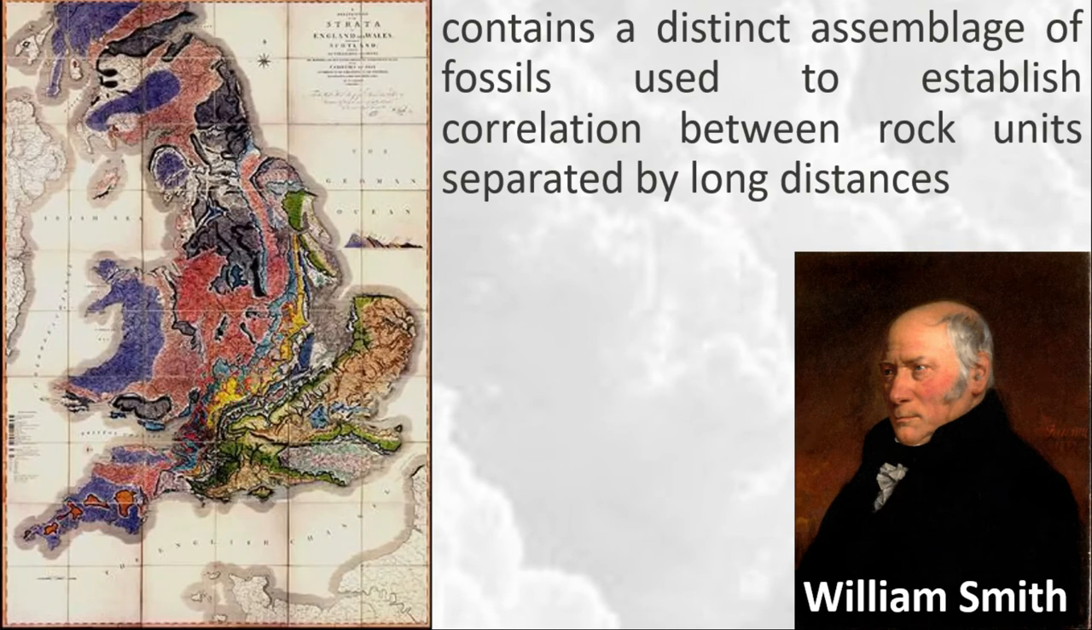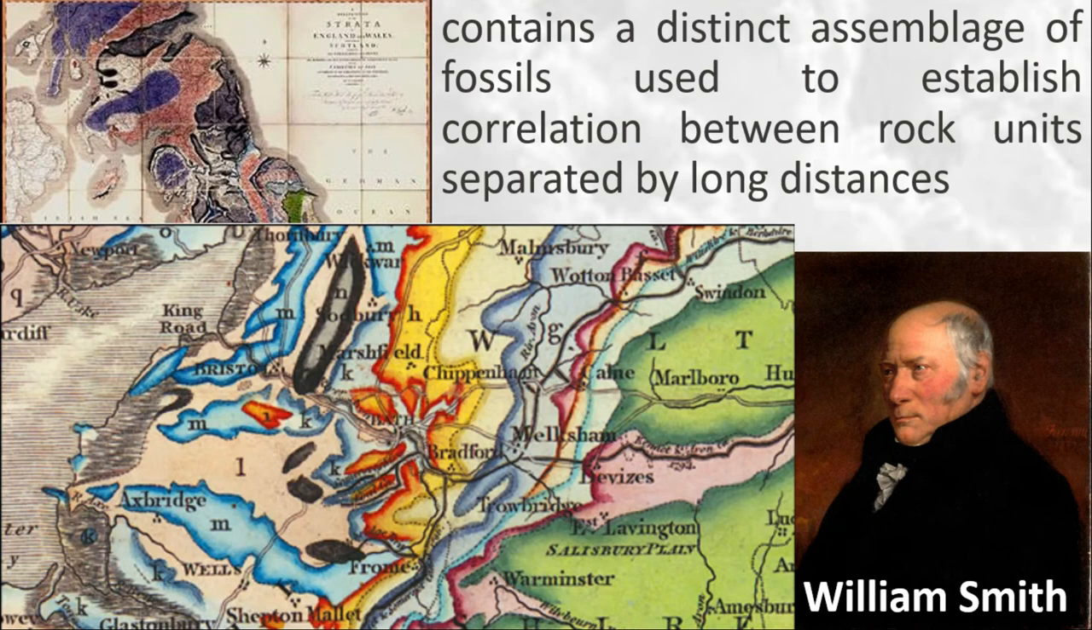This figure shows the geological map of England and Wales and part of Scotland in 1815. And this one is Smith's 1820 map called A New Geological Map of England and Wales, which illustrates the complex geology surrounding Bath, England. These figures are from NASA Earth Observatory.